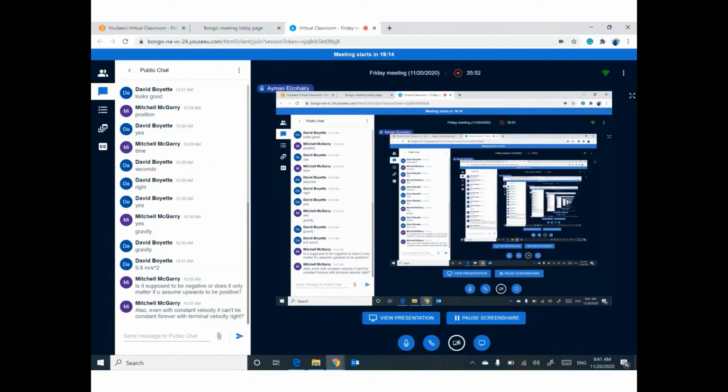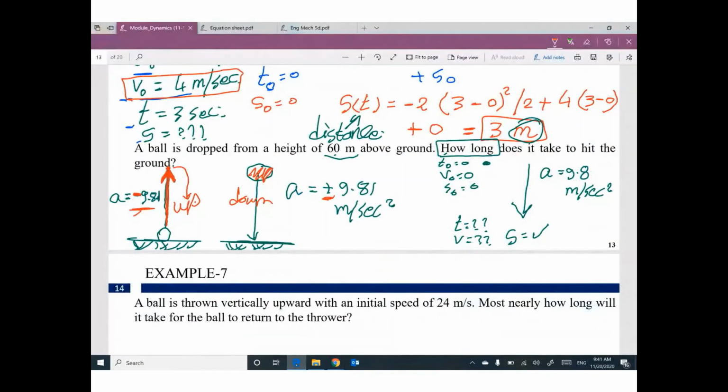It's not constant velocity, it's a constant acceleration. Constant acceleration, not constant velocity. Constant acceleration with negative sign means the velocity is decreasing, decreasing, decreasing until the velocity reaches zero. Then the ball will come back.